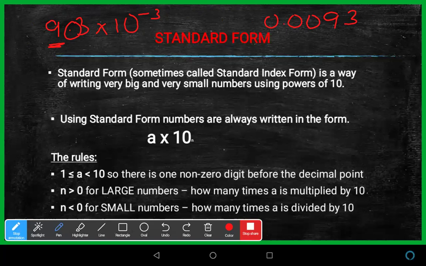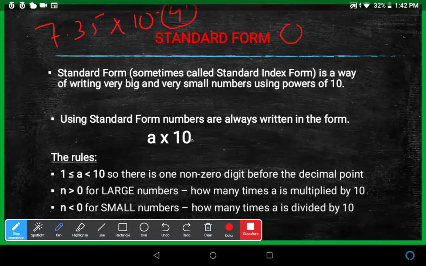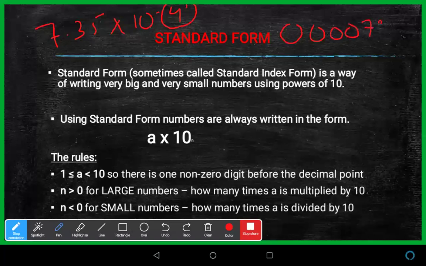Now, I will give you another example. For example, we have 7.35 multiplied by 10 raised to the power minus 4. The power is minus 4. Just write 4 zeros and remove the decimal point and write the decimal point after 10. So this is how we can convert standard form into ordinary form. I hope you understand the basic concept of standard form.